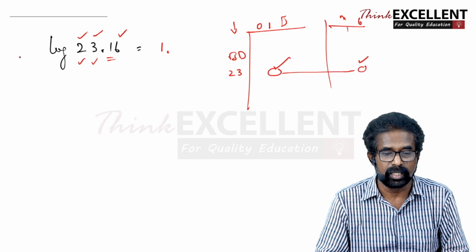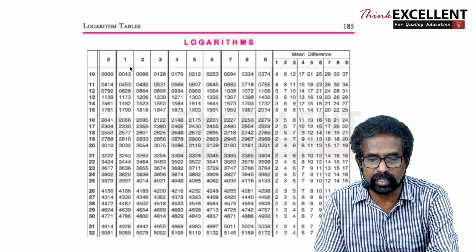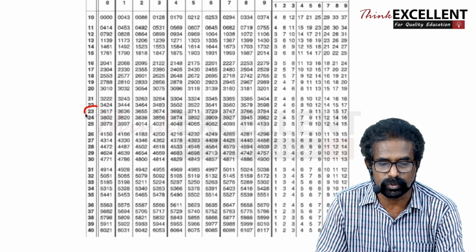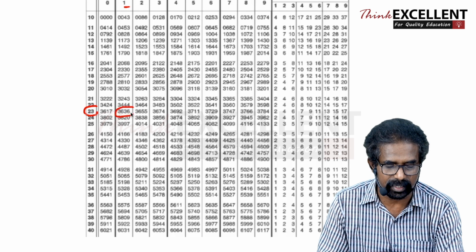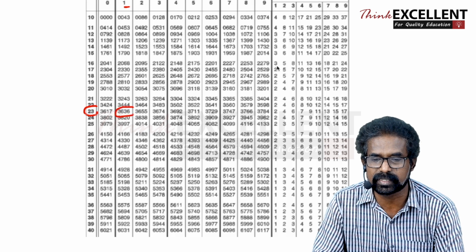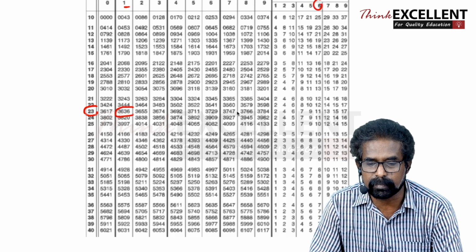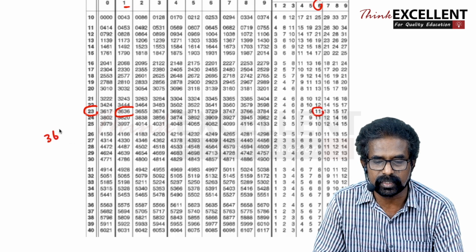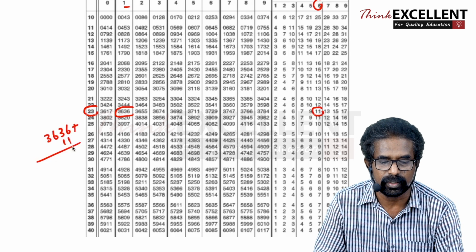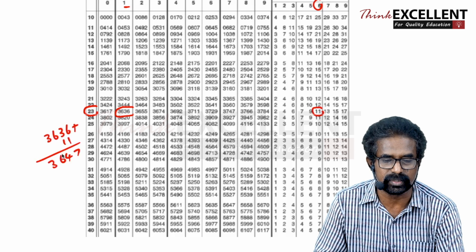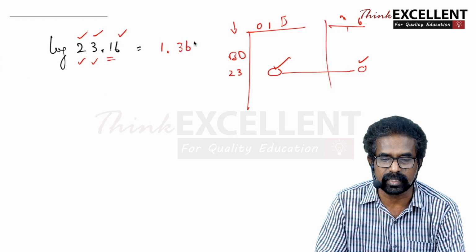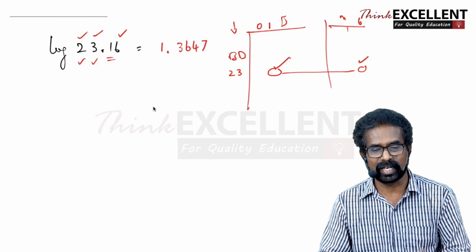Now let us see using the log table. This is the log table. 23, 1, 6. Here we have 23, and under 1 this number, 3636. Then for 6, the mean difference in the same line, the number is 11. So you have to add them: 3636 plus 11. If you add it, 3647. So you write 1.3647. Hope you understood this. Like this you take the log.